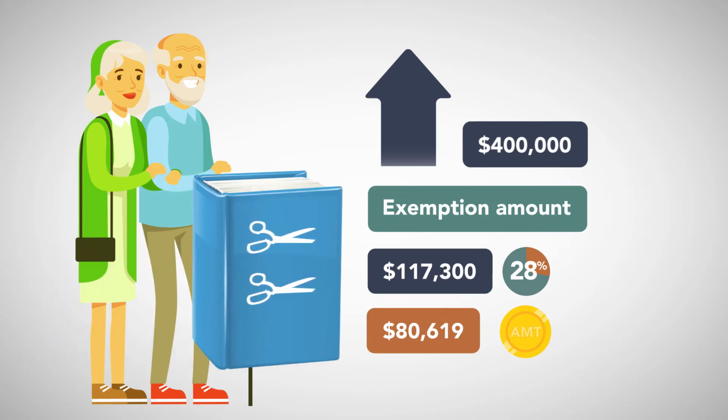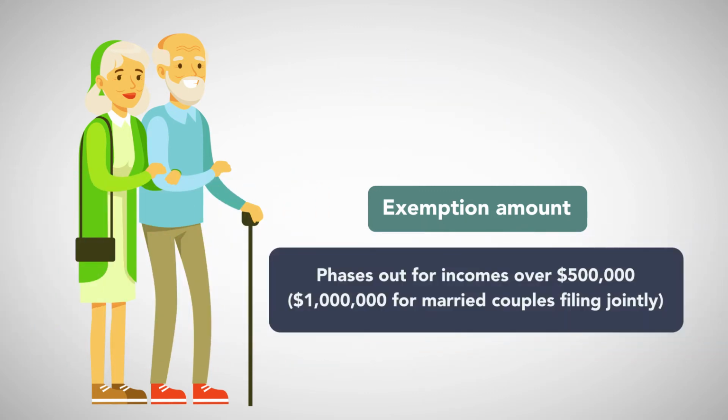Depending on the taxpayer's deductions under the regular tax rules, this couple may or may not be affected by the AMT. The exemption amount phases out for incomes over $500,000, or $1 million for married couples filing jointly, so the AMT can and does still have significant impacts on very high-income taxpayers.